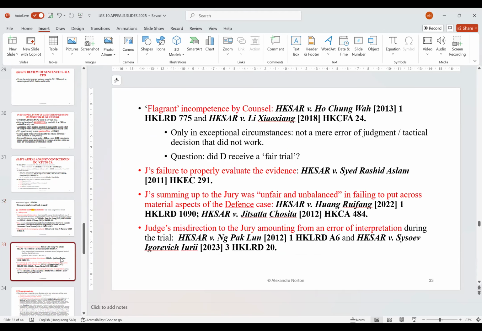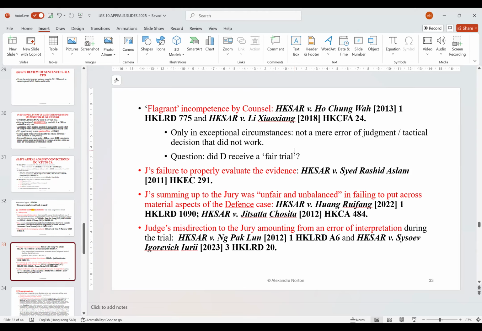Another good ground of appeal could be flagrant incompetence by counsel, but I want you to bear a couple of points in mind. Firstly, this is a high threshold to meet in practice. The court is reluctant to allow a ground of appeal that's just a tactical decision that, with the benefit of hindsight, you would have done differently. It really has to be flagrant incompetence, so not just a mere error of judgment, because the overriding question is, did the defendant receive a fair trial?